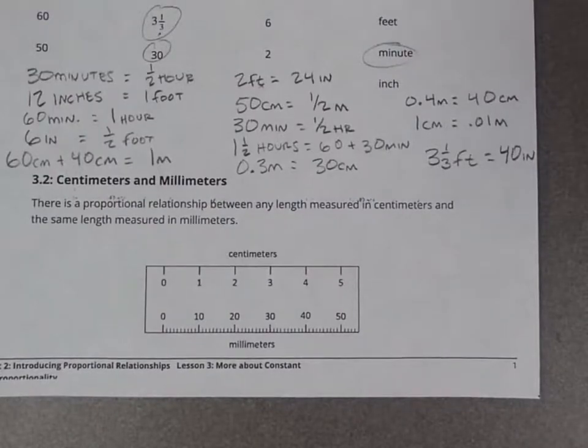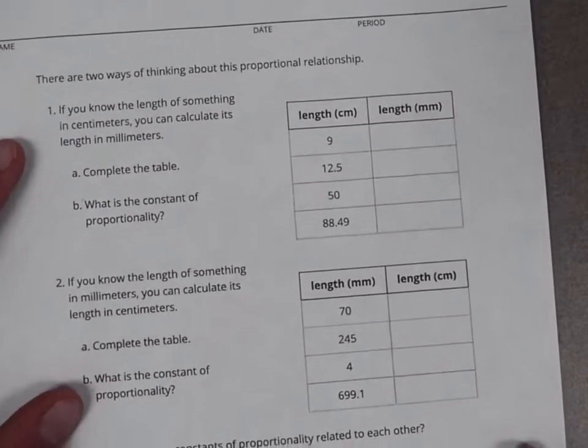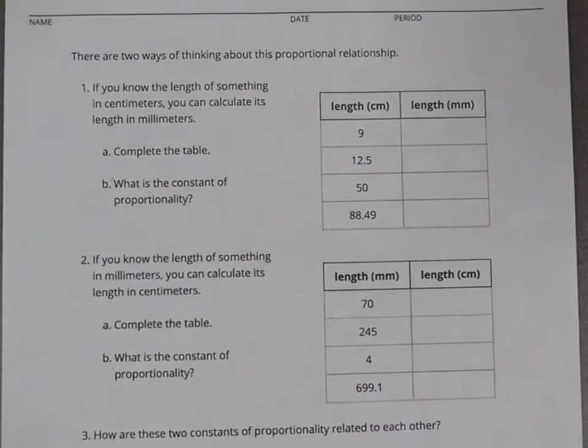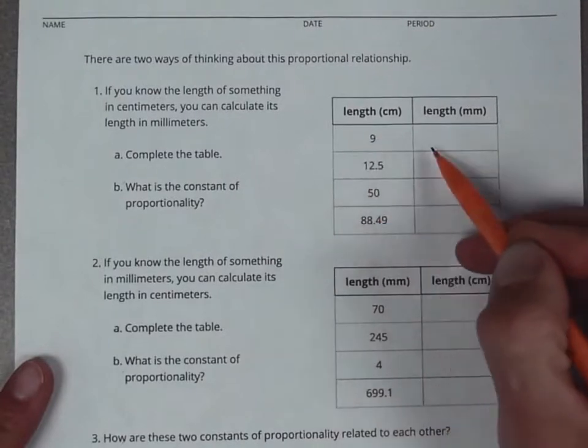Okay, so I don't know if it's on the next page for you guys, but for me it's the next page, and it says there are two ways of thinking about this proportional relationship. Because whenever we talk about proportional relationships, remember that the thing to look for is that we have a constant of proportionality. That constant of proportionality is what you multiply one side by to get to the other. Now, for number 1 and number 2, they've reversed it. So in the first table, they start with length in centimeters, and then we need to figure out what that length is in millimeters. So you need to figure out what I multiply this side by to get to millimeters.